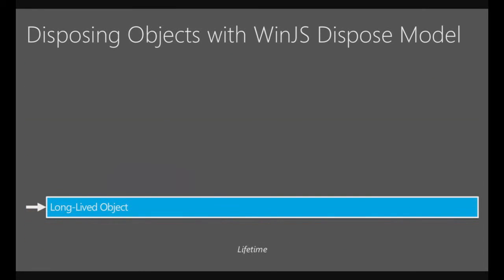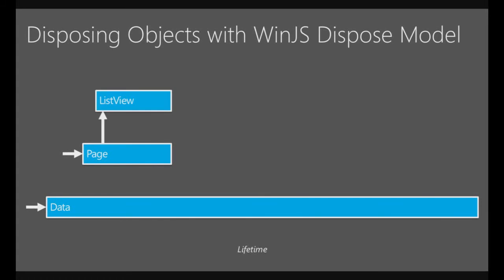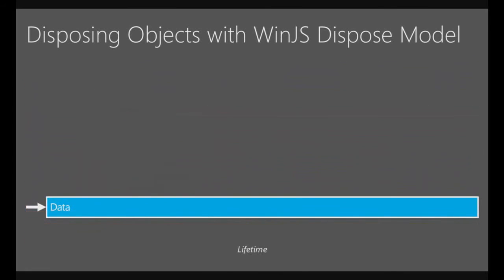Now let's make this a little more real. Suppose your long-lived object is your app data. Your page is a shorter-lived object that should go away when the user navigates away from it, and the list view on your page should get deleted when your page goes away. However, your list view and your data have references to each other, potentially making your list view last a long time. The dispose method on the page allows you to break those references so that the page and the list view get disposed of cleanly. And then they can both be cleaned up before your data is done being used.